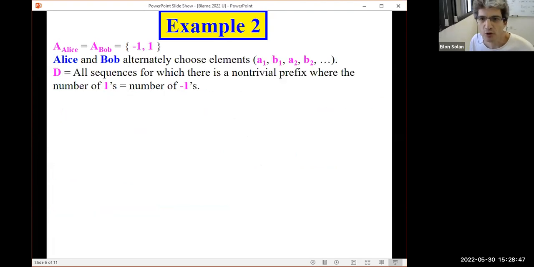And now let's look at our random walk example. In the random walk example, suppose that Alice and Bob choose -1 and 1, so they either go 1 step to the right or 1 step to the left. Again, they choose their numbers -1 or +1 alternately. And D is all the sequences in which the random walk returns to the origin infinitely often.